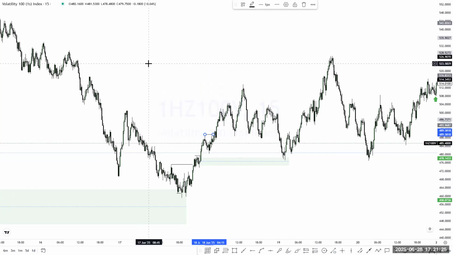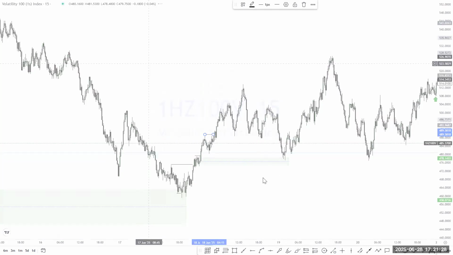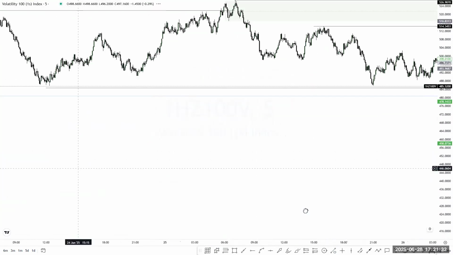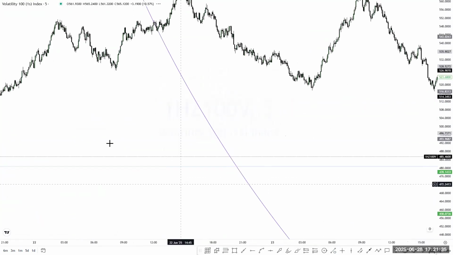In fact, let me go to 5 minutes. I love using 5 minutes to catch my continuation trade. Sorry, I'm currently on a trade here. I will explain to you once I get there.